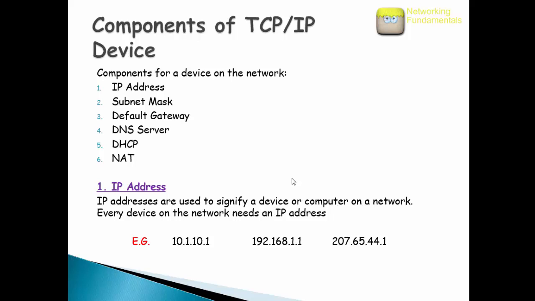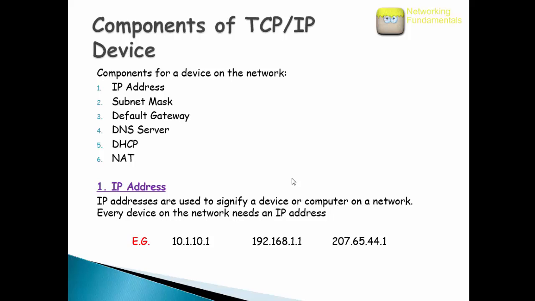So in order for a device to be able to communicate and live in the network, it needs an IP address. It needs a subnet mask. It needs a default gateway. It needs a DNS server. And maybe on bigger networks you might have a DHCP and a NAT, which I'll explain what all of those mean as I get to them.